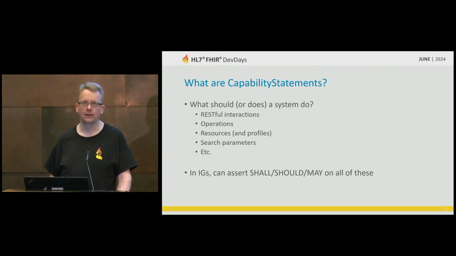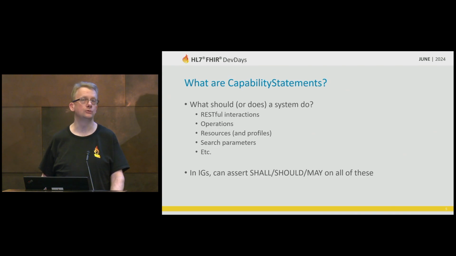Capability statement has been around for a long time. It is one of the largest conformance resources that we have, if not the largest conformance resource that we have. And it's focused on talking about either what a specific system does or what a candidate system should do. So it goes through and says, what are all the resources that you support? What are all of the RESTful interactions? So do you support search? Do you support version-specific read? Do you delete? Do you do conditional delete? All of that kind of stuff, as well as any custom operations that you support, what search parameters you support, what messages you produce or consume, what documents you produce and consume, etc.